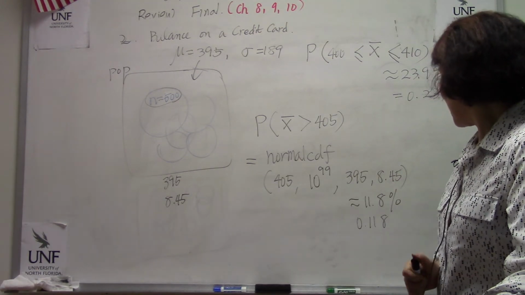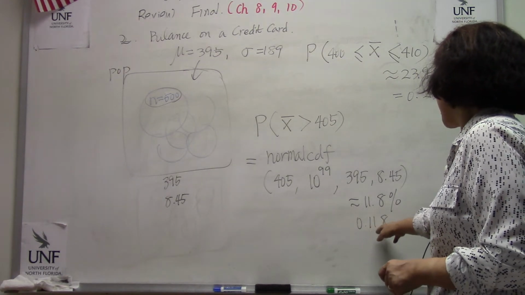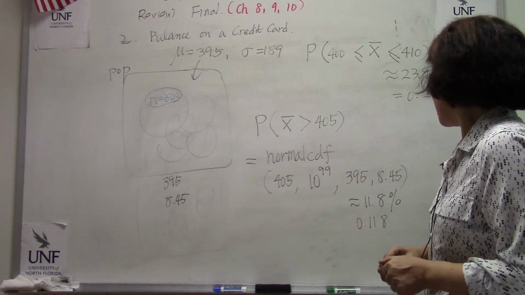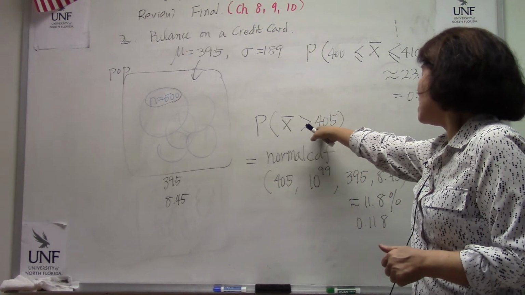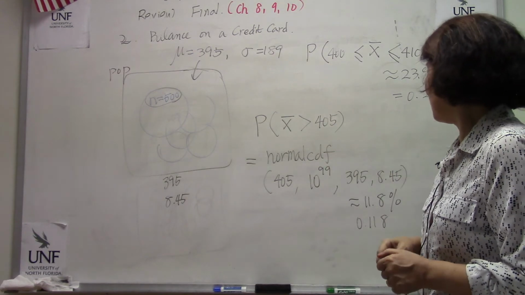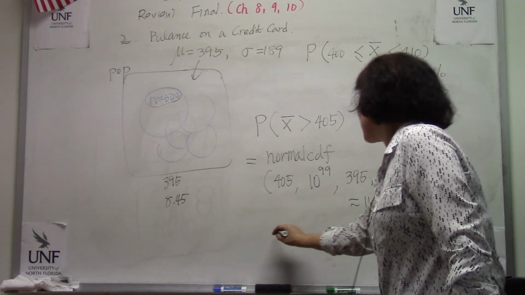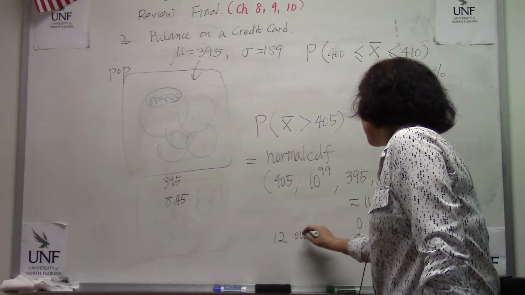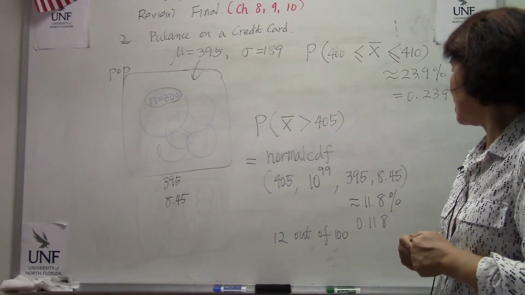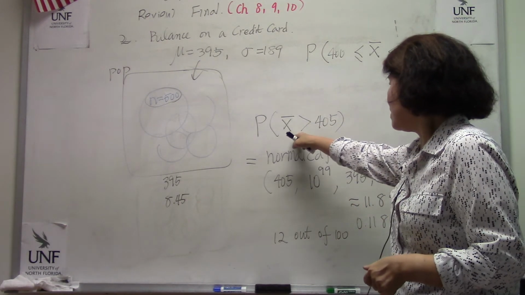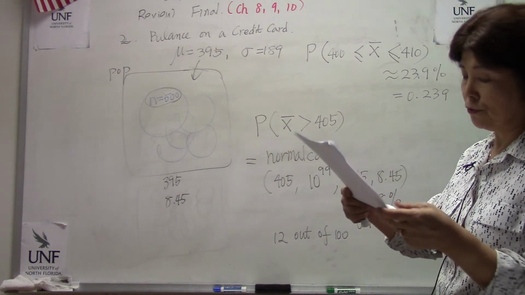Okay, so again, your understanding is that, well, you can say 118 accounts out of 1,000 will result in the mean value being greater than 405, or you may say roughly 12 out of 100. 12 out of 100 accounts will result in the mean value of this account balance being greater than $405.